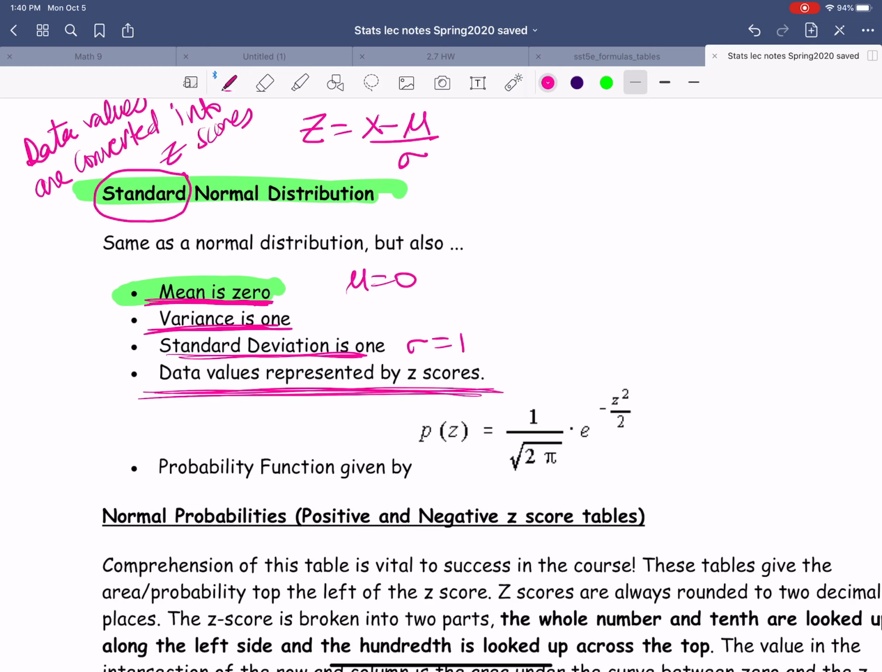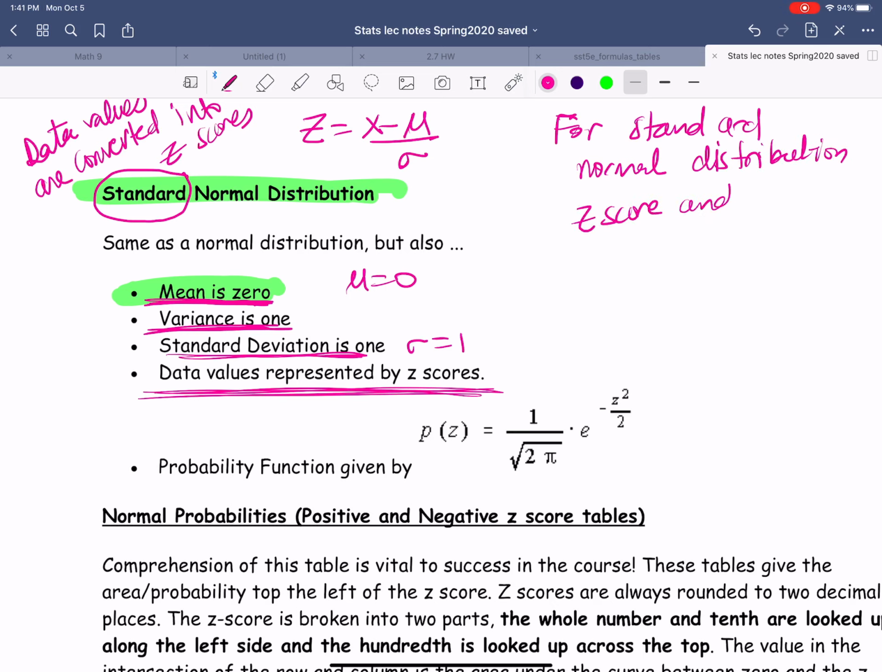So for a standard normal distribution, z-score and data values are the same. Remember that z-score and data values are the same for the standard normal distribution, and that's not true for the normal distribution, which we will look at a little later.